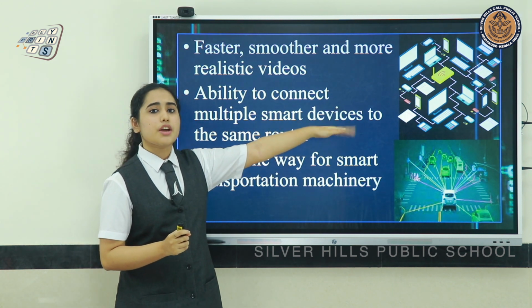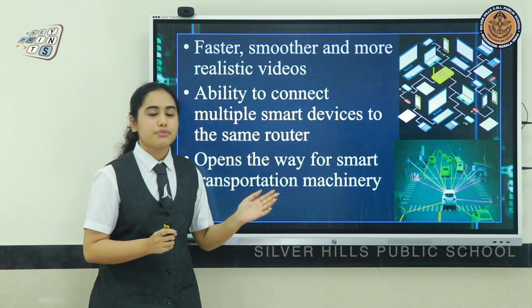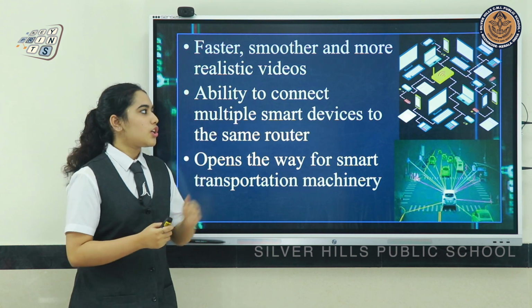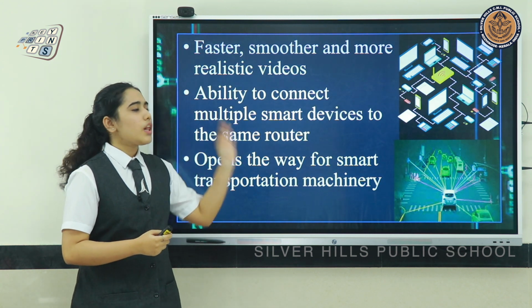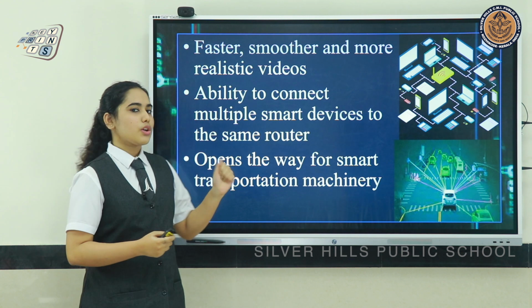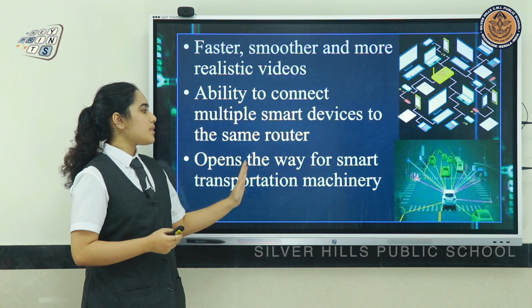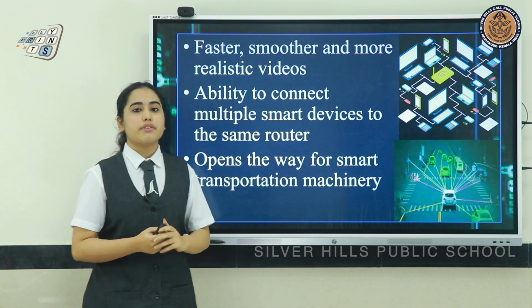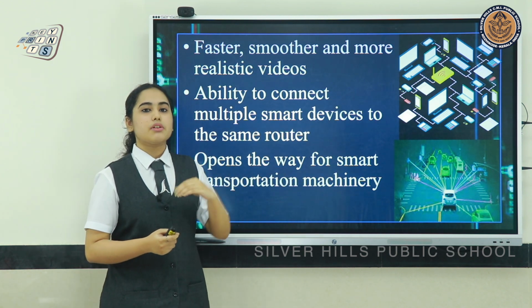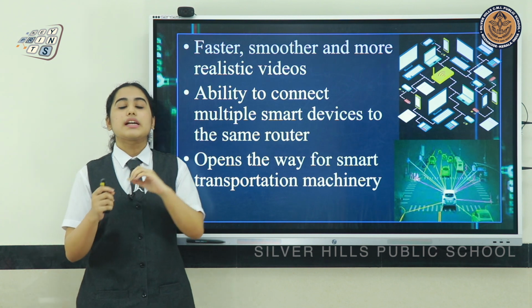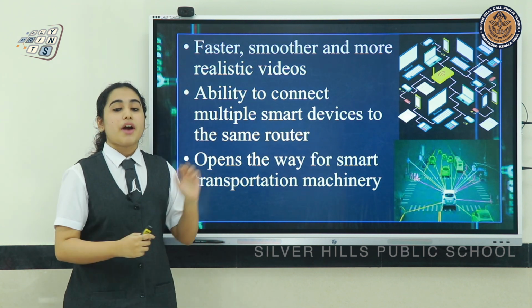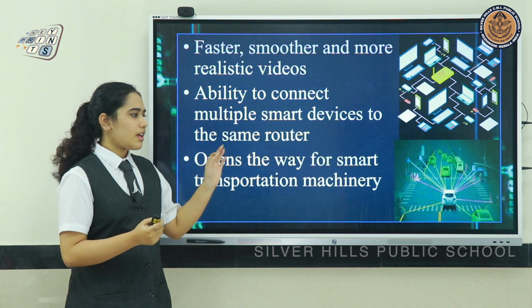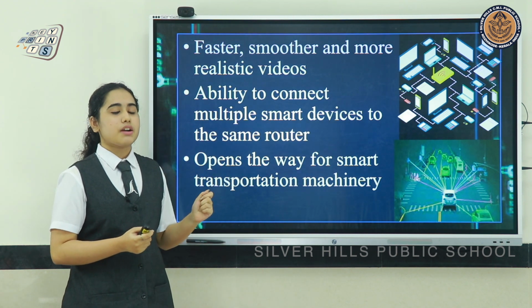Now, this router, you can connect it to your mobile phone, and the same router you can connect to your smart TV, your smart watches, your smart refrigerators, all these can be connected with the same router if you are using 5G technology. And it opens a way for smart transportation machinery. That means if you have a highway, in that highway your vehicle will be connected to another vehicle, your vehicle can detect crowd. 5G technology has the capability to detect fire. So, all these features will be provided in 5G technology.